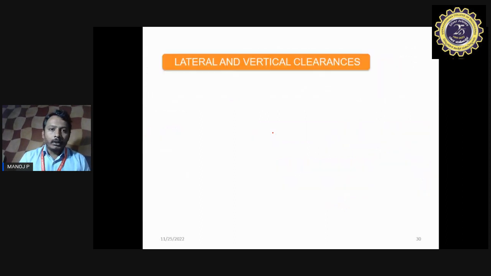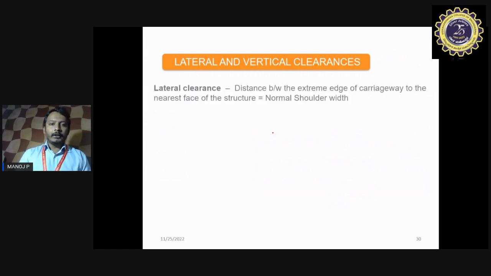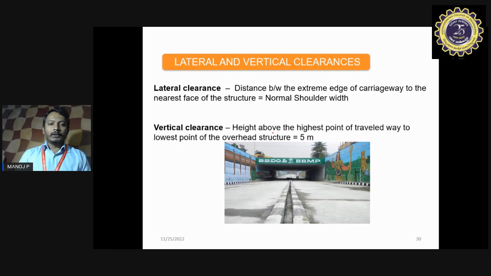Here, the last two parts with respect to geometric design: lateral clearance and vertical clearance. What do you mean by lateral clearance and what do you mean by vertical clearance? Lateral clearance means in the lateral direction: the distance between the extreme edge of the carriageway to the nearest face of the structure.